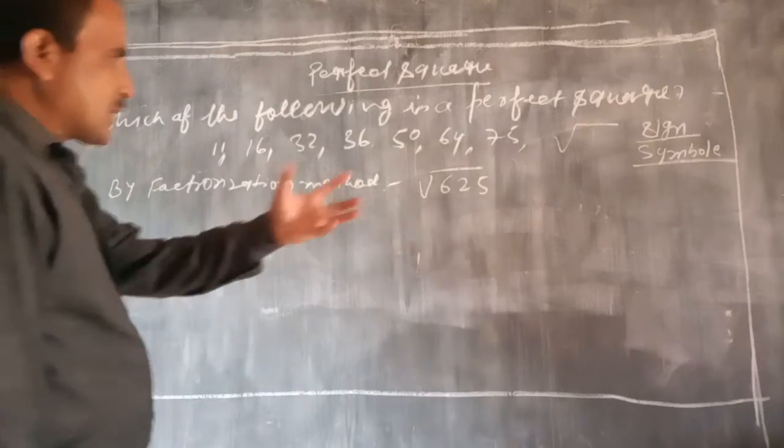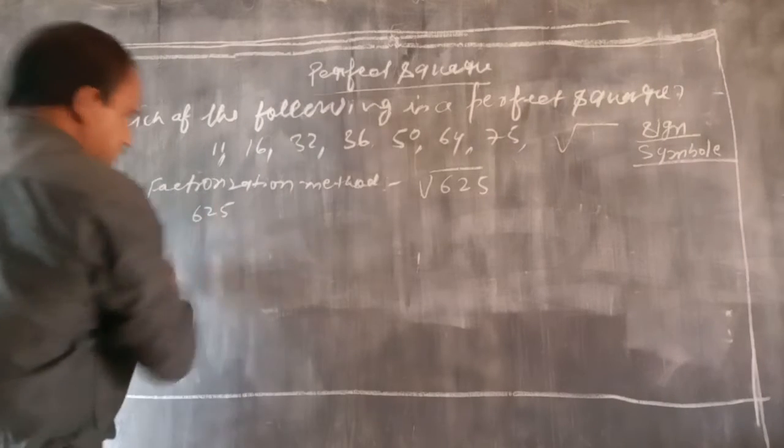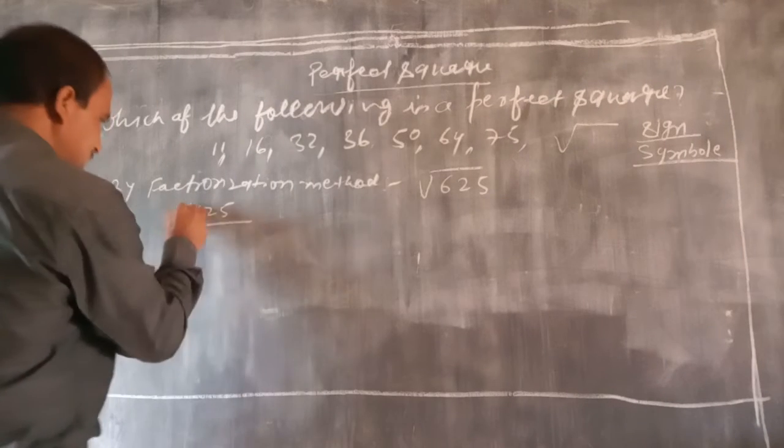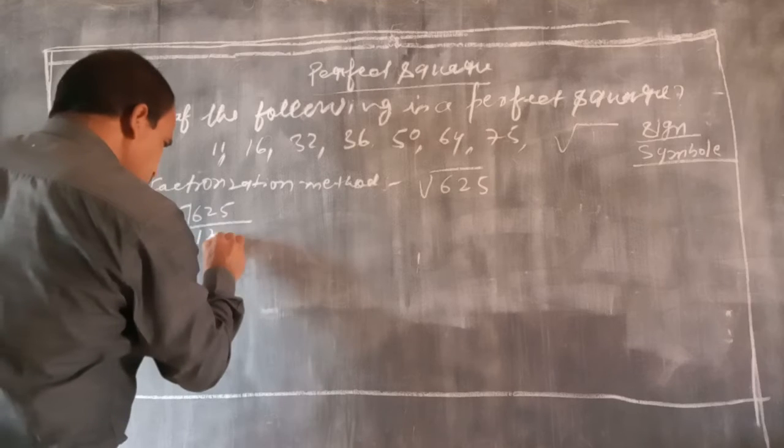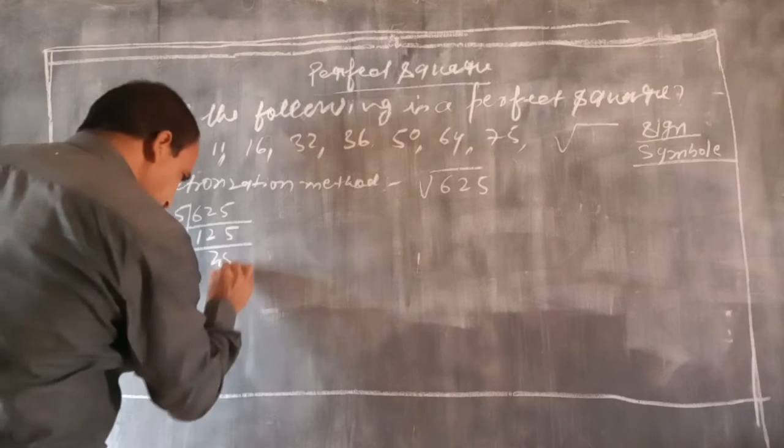Then we are going to find the square root. First we have to write 625 and its prime factors. Here it will be 5, then 1, 2 and 5. Here is 5. Then you have to add 2, 5.